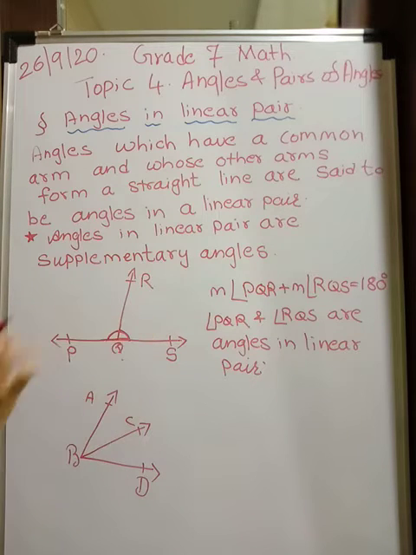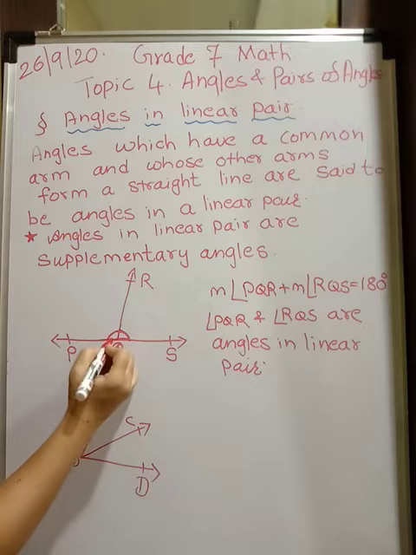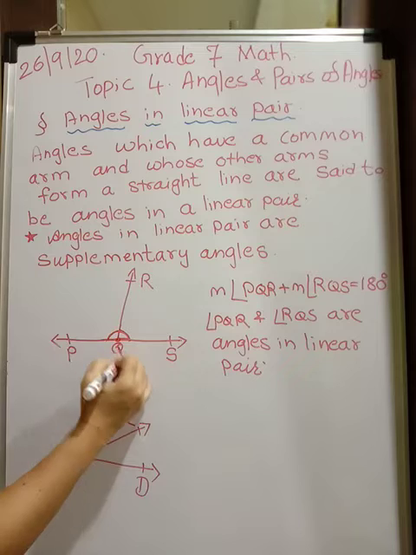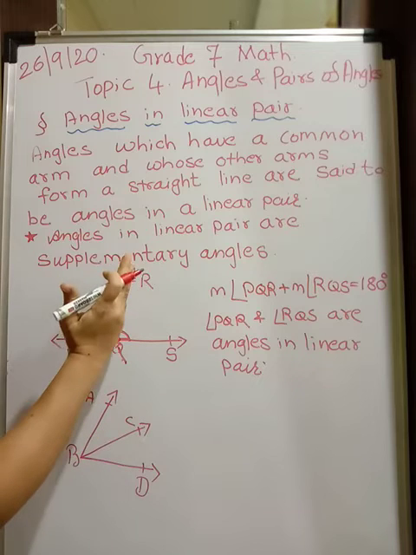Now what is the speciality about these two angles? They have a common vertex called Q. They have a common arm called QR. QR is the common arm. Now this is the common arm.